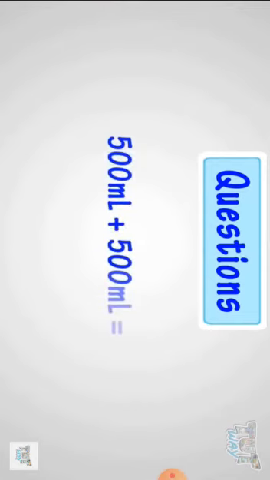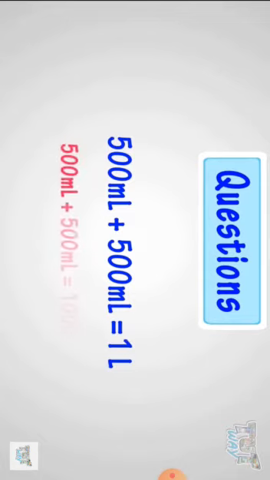Now, 500 milliliters plus 500 milliliters makes how many liters? It is 1 liter. As 500 milliliters plus 500 milliliters is 1,000 milliliters. Now, I hope you all understand what are liters and milliliters, and 1,000 milliliters equals 1 liter and 1 liter equals 1,000 milliliters.